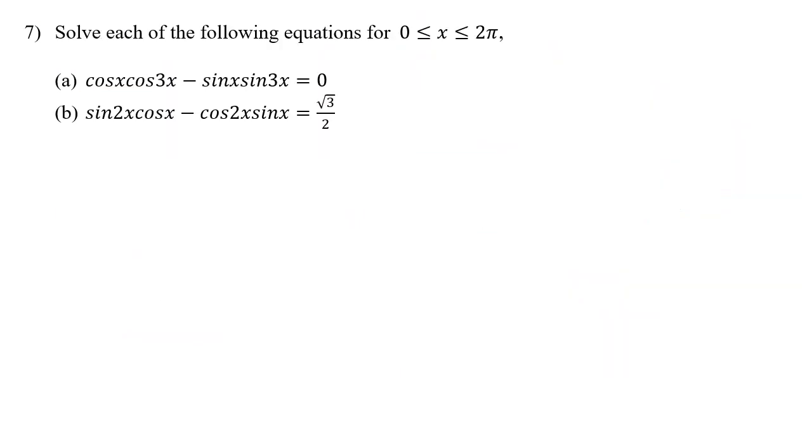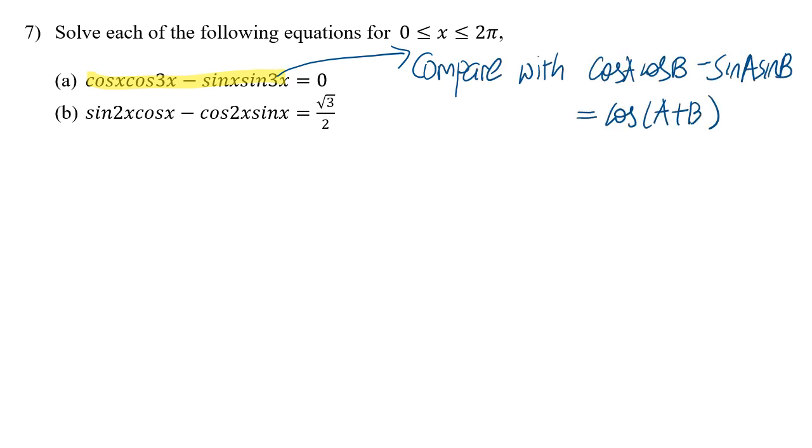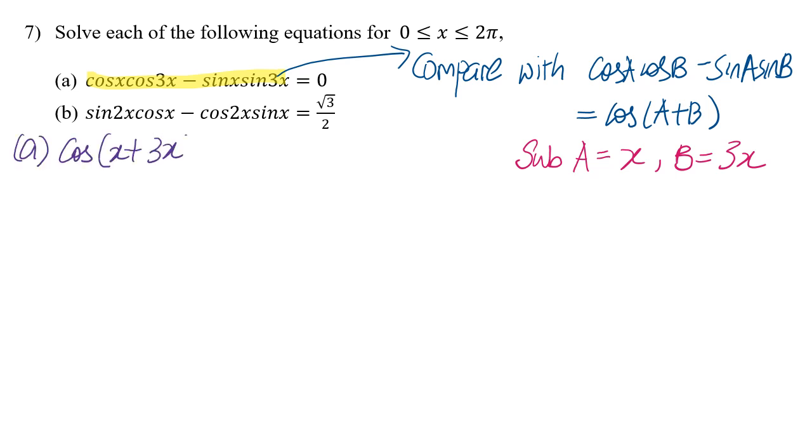All right, so for question 7, we're asked to solve the following equations. Solving the equations means to find the values of x that satisfy the equation. So we're just going to compare your cos x cos 3x minus sin x sin 3x with cos A cos B minus sin A sin B. And you'll see that we can actually substitute your angle A with x and the angle B with 3x. Right, so what we're actually solving is cos (x plus 3x) equals 0, which means we are solving cos 4x equals 0.